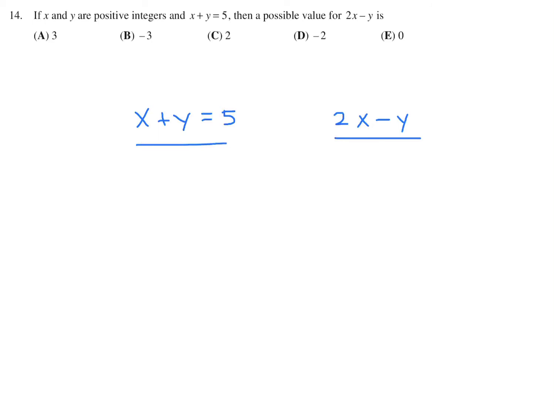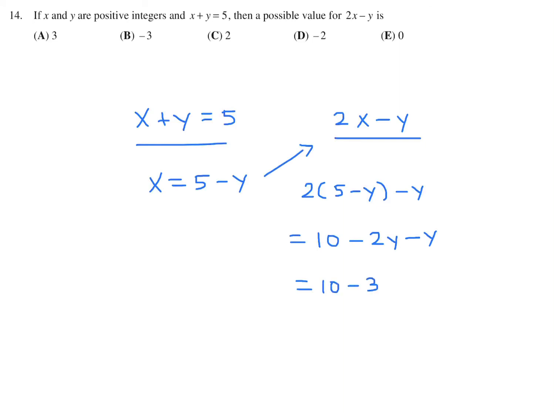So with this one, I will isolate x, and this will become x equals 5 minus y, and I'll substitute it into here. So 2 times 5 minus y. So this becomes 10 minus 2y minus y, which is 10 minus 3y. And we want to find a numerical value for this. So I guess you have to just start plugging in values of y.